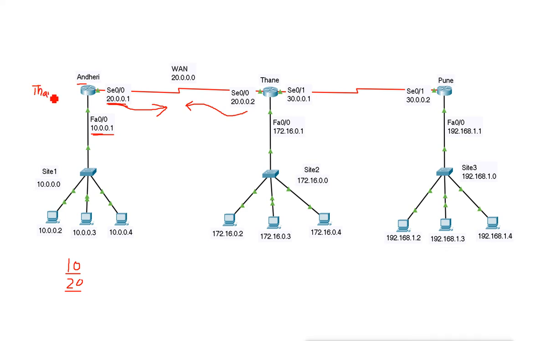It has the information that the neighbor is Thane. And this Thane router has two neighbors. On this side it knows that it has a neighbor which is Andheri, and on this side it has a neighbor which is Pune. So all of these routers know about their neighbors first. And this router says, okay, I have a neighbor on this side, and that is Thane.